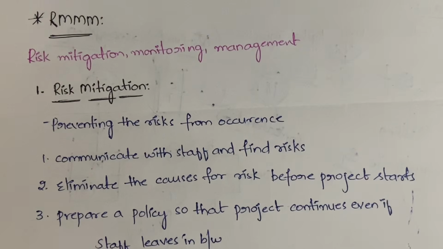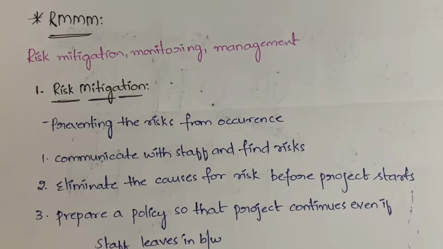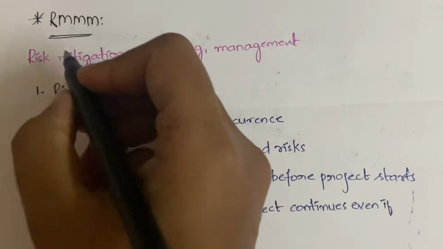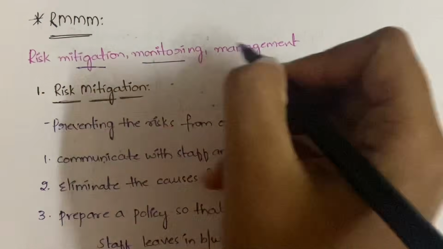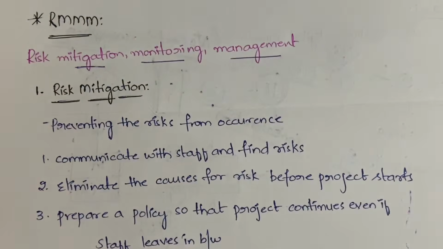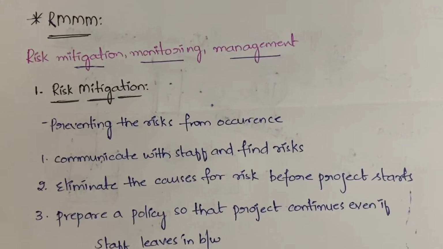In this video I'm going to explain to you about RMMM in the subject of software engineering. RMMM is nothing but risk mitigation, monitoring and management. In this video I'm going to explain all these three things and also the RMMM plan. So make sure that you watch the video till the end so that you will understand everything clearly. So let's get into the video.